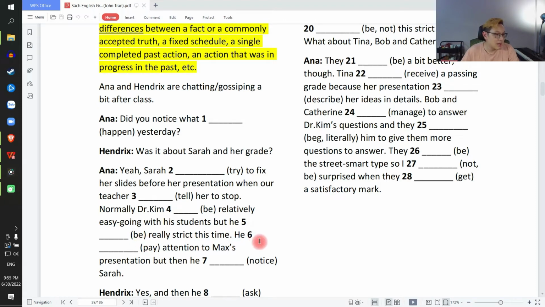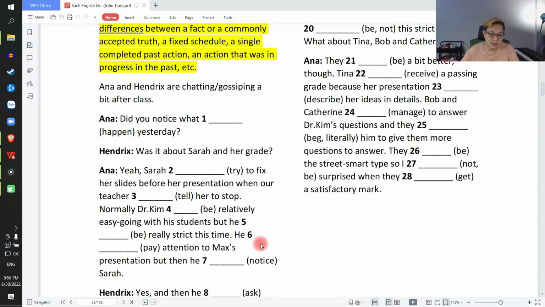Number 6. He was paying attention to Max's presentation, but then he noticed Sarah. So number 6 provides a context or background scene, background scenario, background situation. For number 7, a simple completed action to happen. So that's why number 6 is was paying attention to Max's presentation, but then he noticed simple past, Sarah.